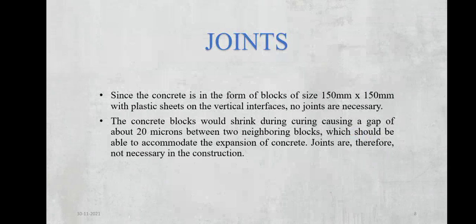Joints: in this, we do not have to provide any joints, because the plastic cells individually contract and shrink, which does not affect the pavement, and cracks do not come. The concrete block would shrink during curing, causing a gap of 20 micron, which is very negligible, so an expansion joint is also not provided.